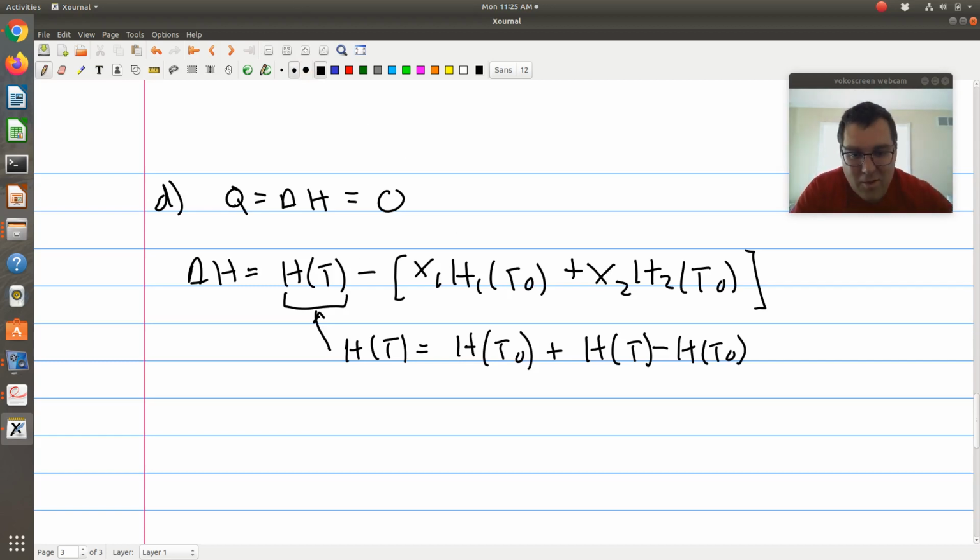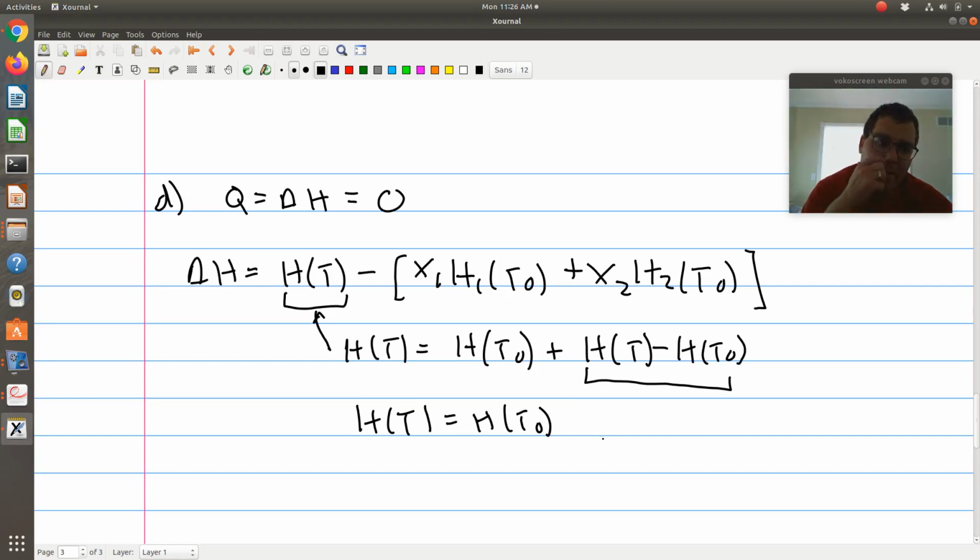I write H of T as H at T naught plus H of T minus H of T naught, so I'm adding 0. This is just a ΔH expression. Why would I write it like this?